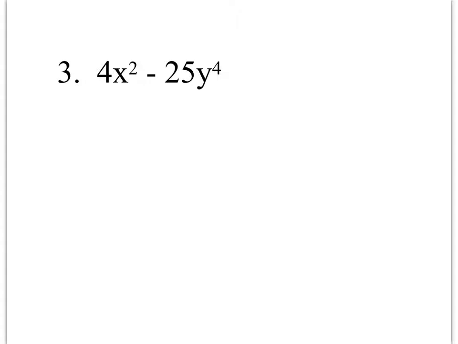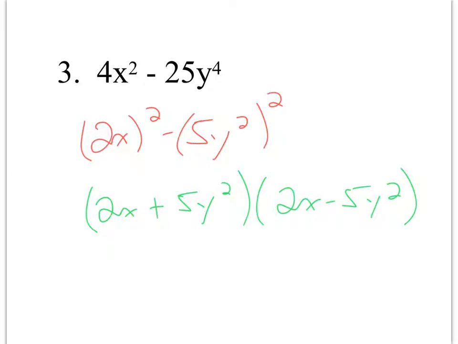You go ahead and try this one right now and factor it. Okay, you should have found you get 2x plus 5y squared times 2x minus 5y squared, because I looked at 4x squared and noticed that's the quantity 2x squared. And I looked at 25y to the fourth and noticed that's the quantity 5y squared, squared. So I have a difference of squares which factors as 2x plus 5y squared times 2x minus 5y squared. These two factors, written with the plus and minus, are called conjugates, and we're going to use that term a lot.